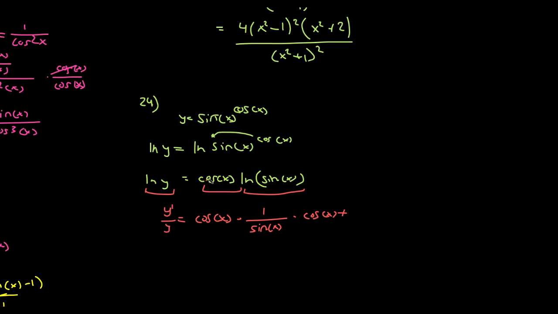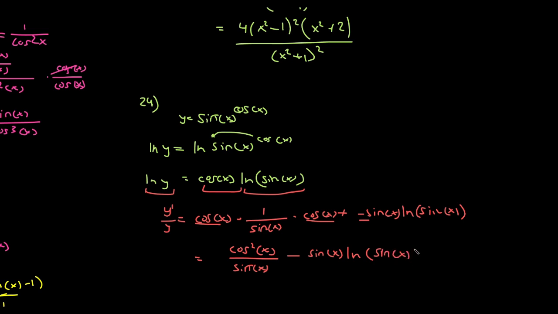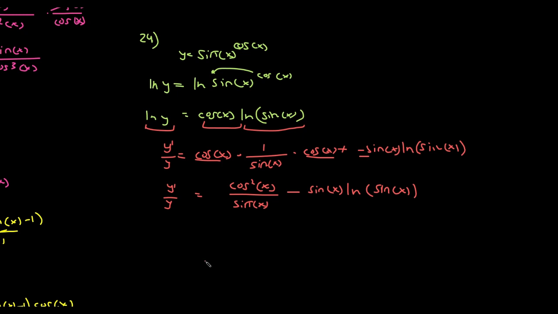Then add on the derivative of this, which is going to be negative sine of x, and leave the second part the same, ln of sine of x. Alright, and simplifying this becomes cosine squared, that's this cosine times that cosine, divided by sine of x. And then subtract off this minus sign, sine of x times the ln sine of x. Alright, so this is y prime divided by y still, because we haven't actually solved yet.